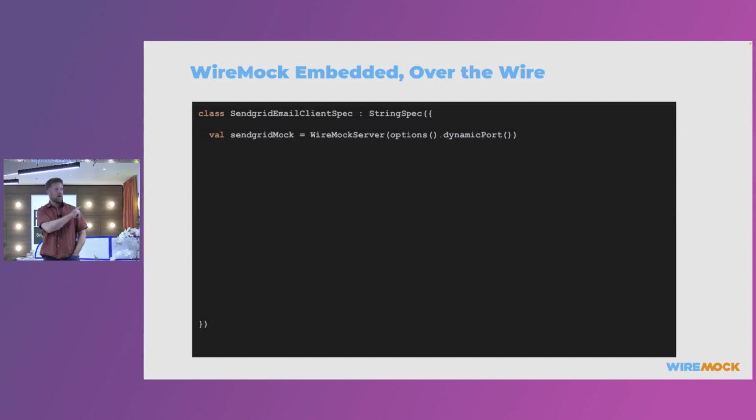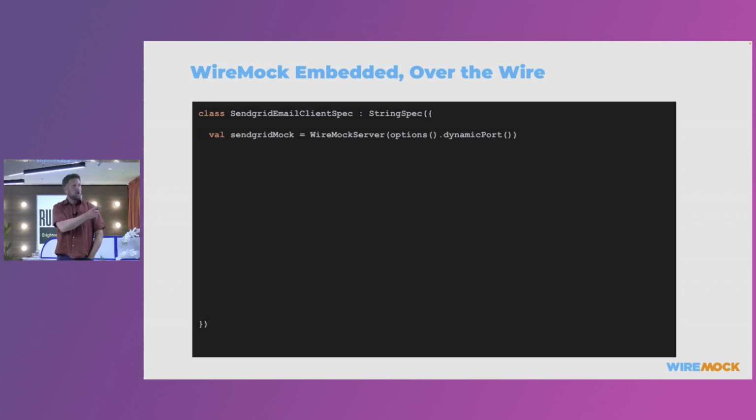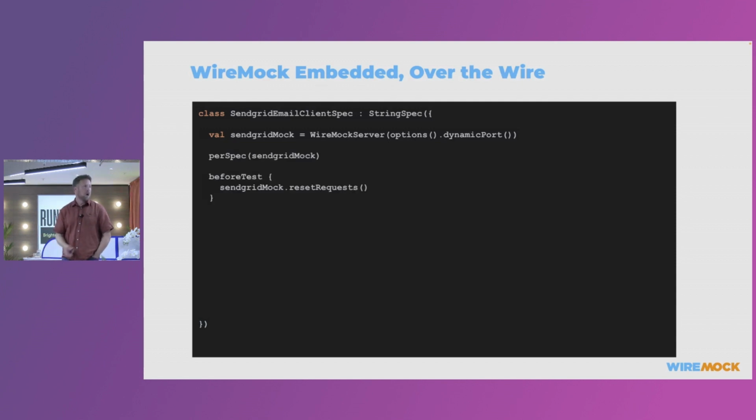So the first thing that we're going to do in our test is we're going to create a WireMock server. We're going to pass it the options to say that it needs a dynamic port. That's always a good idea. It means that you can run your tests in parallel. You can pause one test with a breakpoint and still run another one because they're all going to run on separate ports. We're going to use a listener for Kotest. Kotest actually has a WireMock module that you can use. And so you can then just go per spec, SendGrid mock. And what that's going to do is start the WireMock server at the start of the spec and stop it at the end. That's all it's going to do.